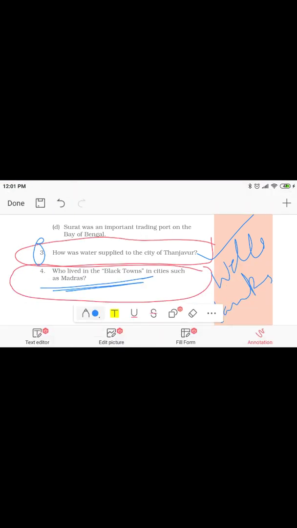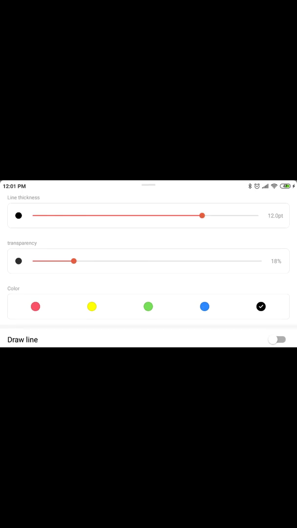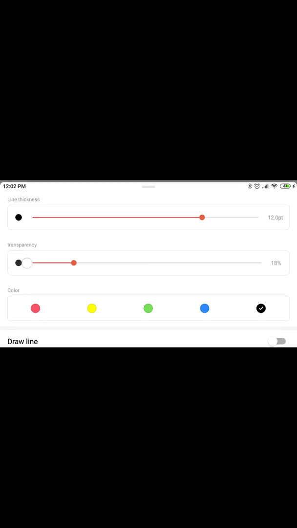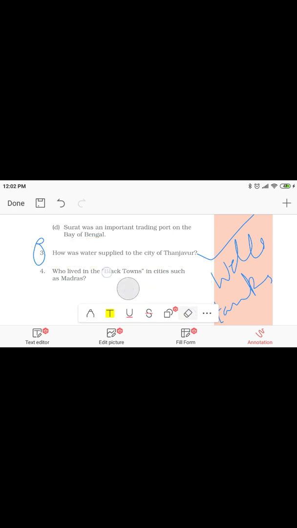Now we are talking about black towns. What does the name suggest? The name is simply saying black towns. Is this clear? What were these black towns? The black towns were in cities such as Madras. It was also telling us about the city of Madras, guys.